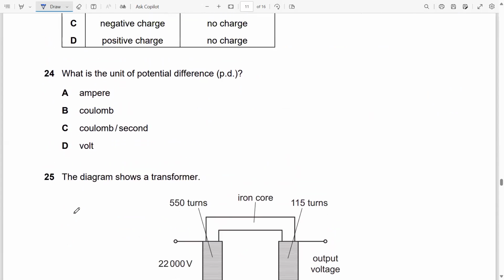Question 24. What is the unit of potential difference? So its SI unit is volt only. 24, option D.